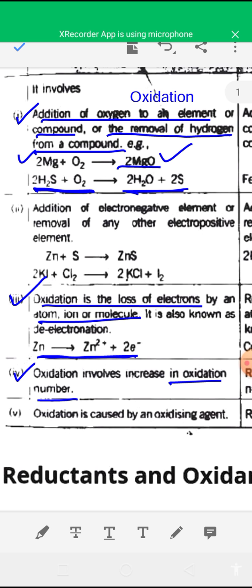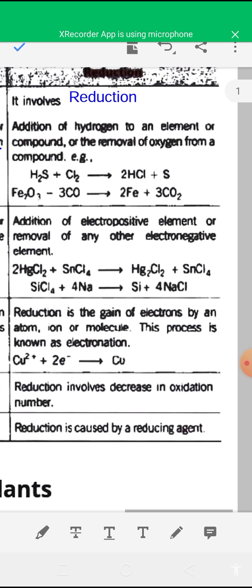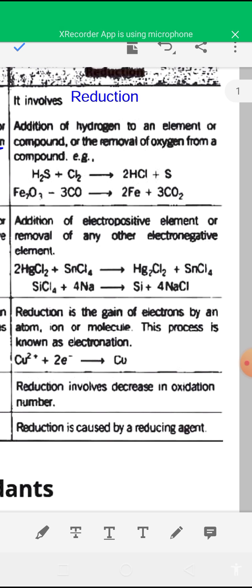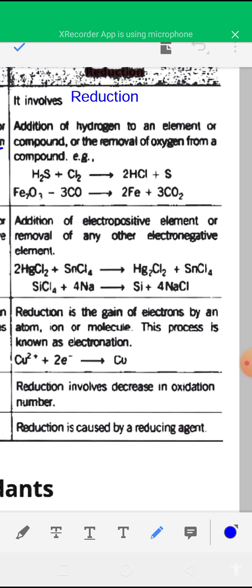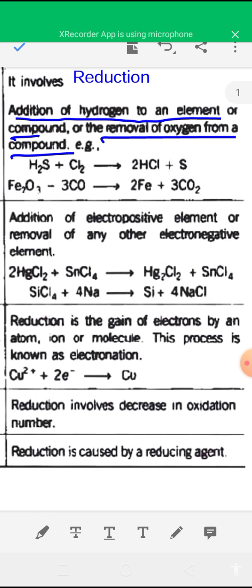Now see the different definitions of reduction. Reduction is just the opposite of oxidation. Reduction means addition of hydrogen to an element or compound, or the removal of oxygen from a compound.